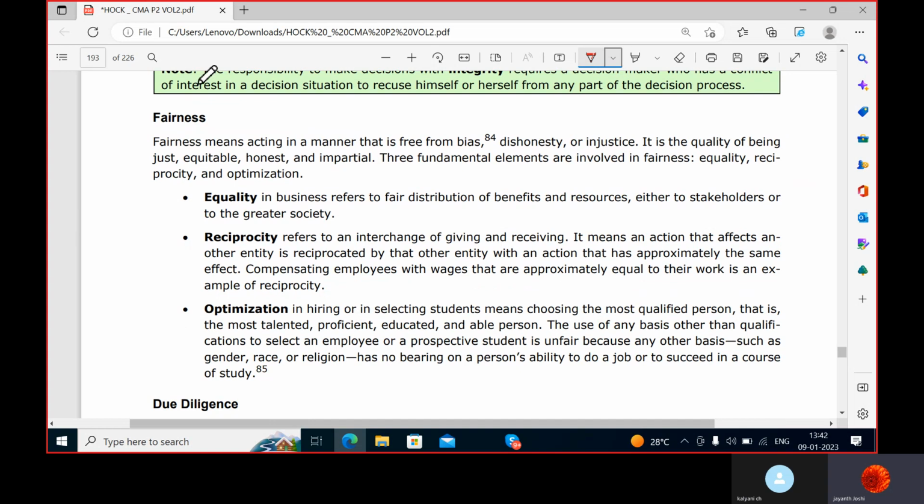Fairness. So everyone should be fairly treated. There shouldn't be any kind of favoritism for someone. No partiality. And that becomes a dishonest act. So the company's managers or executives should have the quality of being fair, just, honest, impartial. So they should treat everyone with equality.